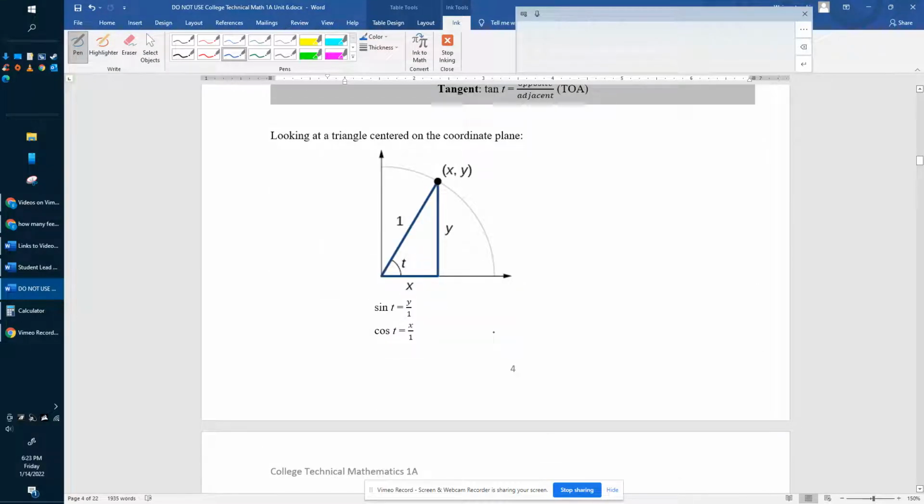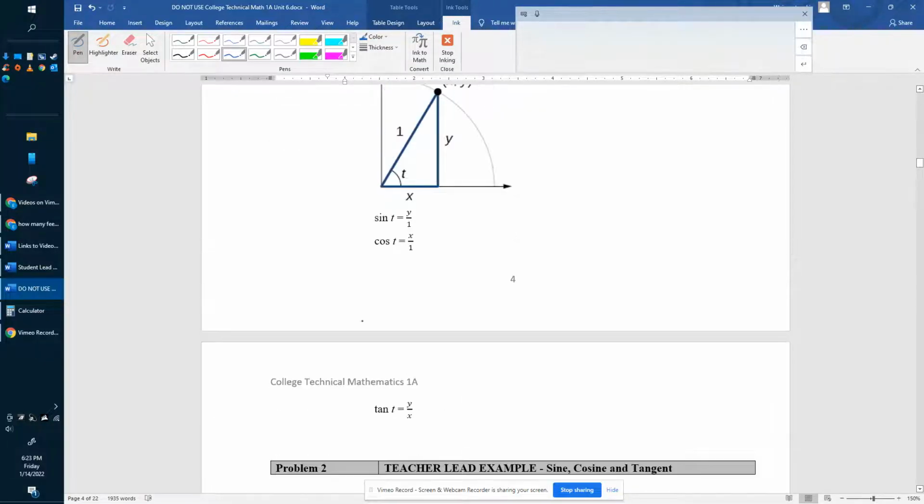Now let's look at a triangle centered on the coordinate plane. When we center our triangle on the coordinate plane, we're going to assume our hypotenuse is 1. In this case, sine is going to be opposite over hypotenuse. Sine is simply going to be the y value. Cosine is the adjacent x over the hypotenuse, so cosine is simply going to be the x value. Tangent is opposite over adjacent, so it will be y over x.